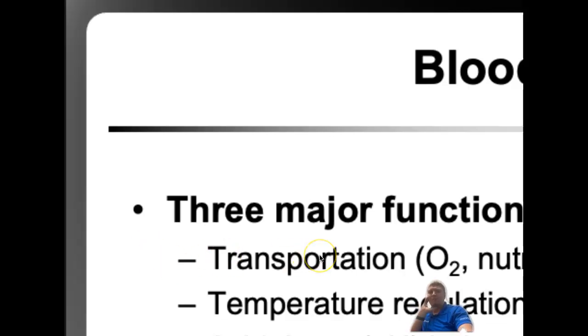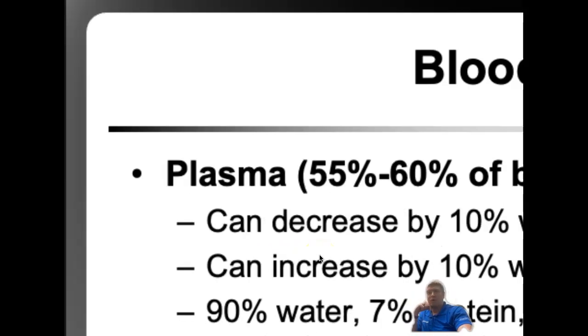The white blood has plasma in it. Anybody ever give plasma? Oh man, I did that. I got big old holes where you can see it. So plasma is 50 to 60% of your blood volume. Red blood cells do the rest of it.